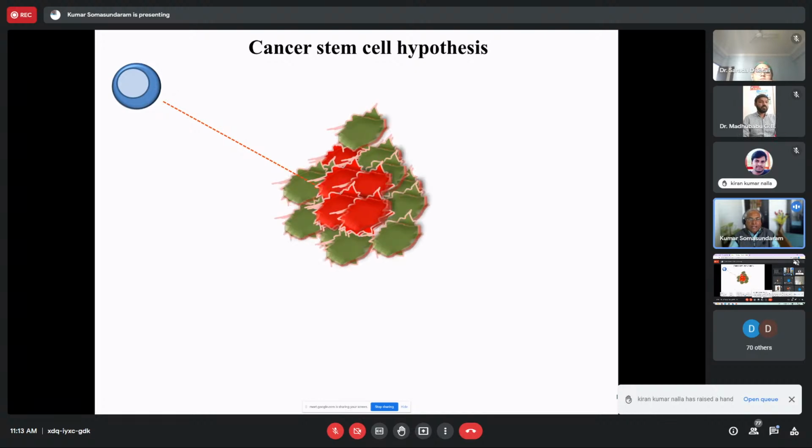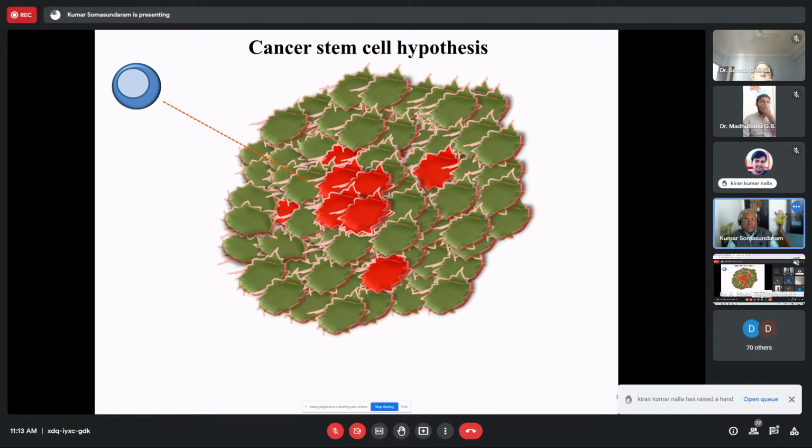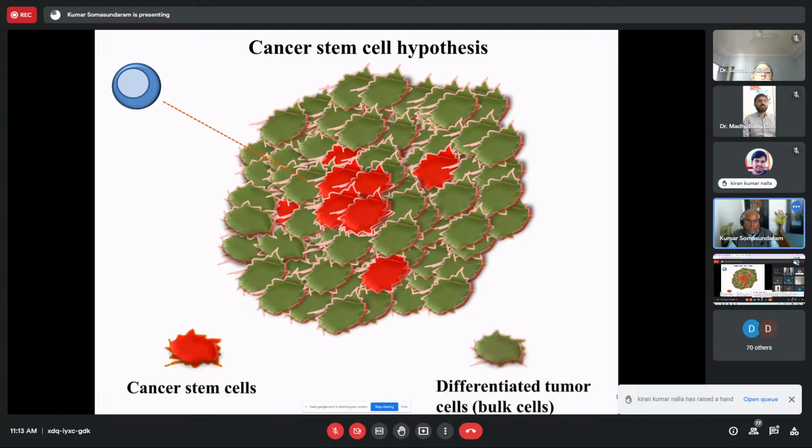Okay, so as they differentiate, they form a lot of differentiated cells, the green cells, which form the bulk of the cells. It is important to note that in any tumor, these cancer stem cells, which are red in color, form a small proportion, yet they are very important. They alone can initiate a tumor, and they alone are responsible for maintaining the tumor, while the differentiated cells, even though they form the bulk of the tumor, don't seem to be that important according to the cancer stem cell hypothesis.